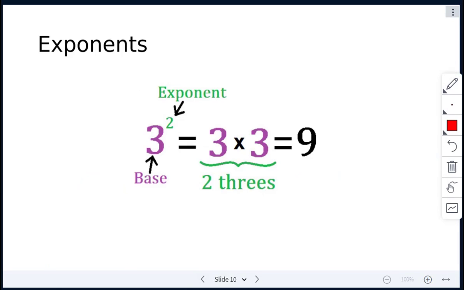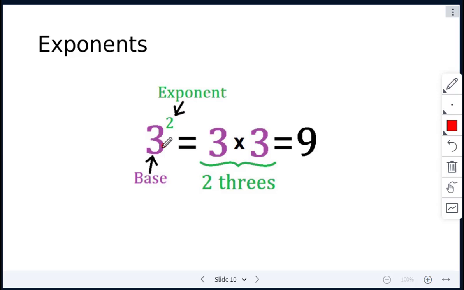Lastly here, we're just going to look at exponents quickly. So exponents, they look like this. So you have the base number. In this case, the base number is a 3, and our exponent in this case is a 2. So what that means is you're taking your base and multiplying it by itself 2 times. So we have 2 threes here, which gives me my answer of 9. A common mistake students make is they take their base and multiply it by the exponent. So 3 times 2, giving them 6, which is wrong.